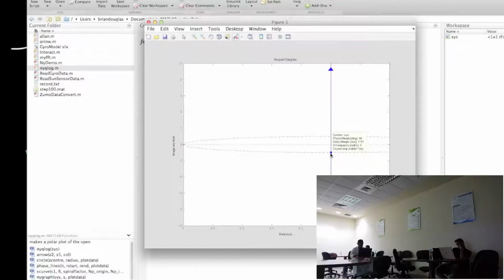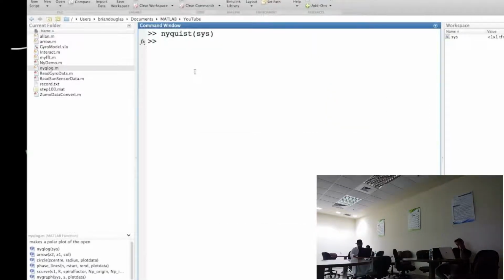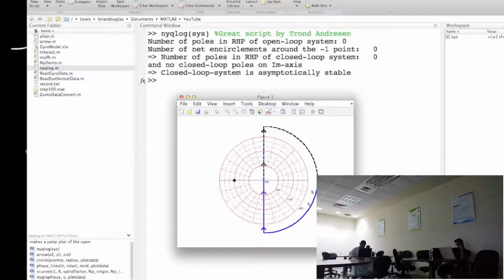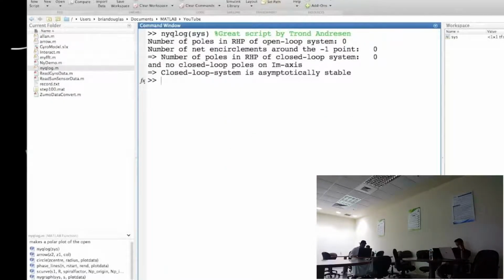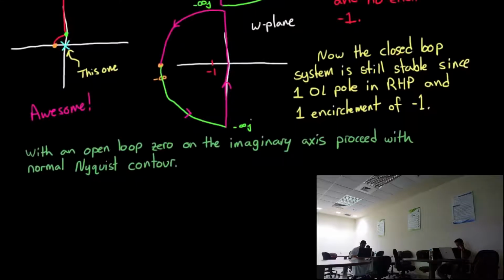But luckily, even though MATLAB can't plot it well, it will still tell you if the closed loop system is stable. And in addition to that, there's this awesome plotting tool by Trond Andresen called nyklog.m. His script will handle infinity very nicely. Plus it tells you the closed loop stability and other bits of information. You can find this script at MathWorks' website, and I've also included a link in the description if you'd like to download it.